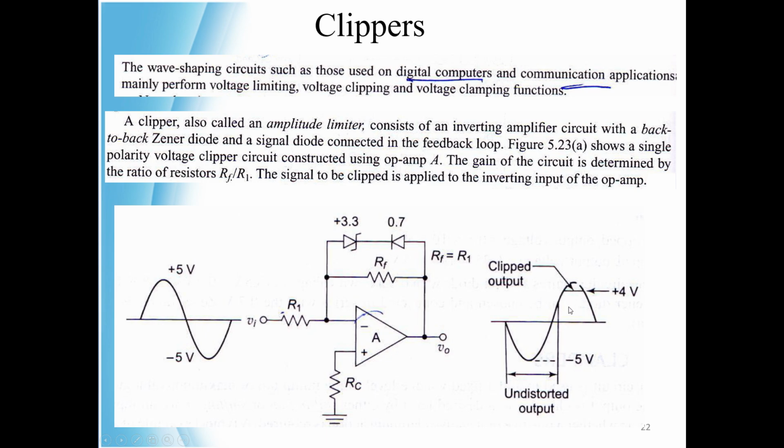That is, in the positive half cycle, when the input voltage reaches 4 volt, that is the clipping level, at that 4 volt the signal will be clipped. But the negative half cycle has no change. Right? So it is a clipped output. Since the clipping takes place at the positive half cycle, it is called a positive clipper.